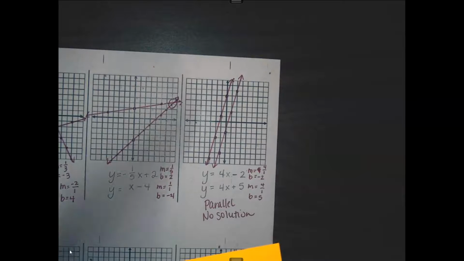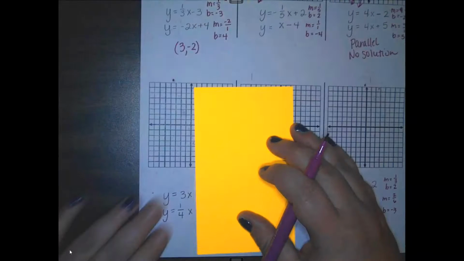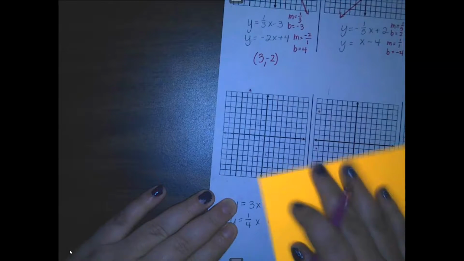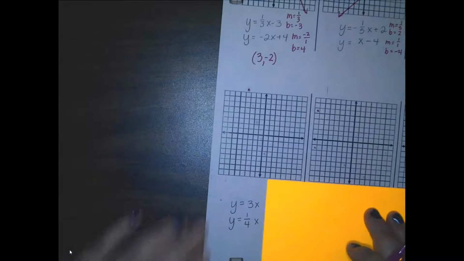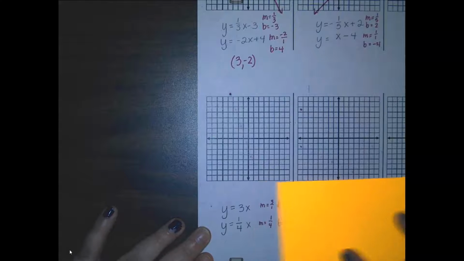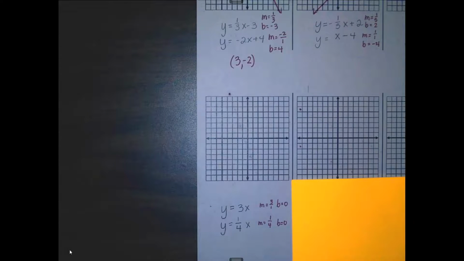All right, we've got 3 more we're looking at. So there's your 2. I want you to tell me what the slope and y-intercept is. Pause the video and push play when you have it. All right, you should have a slope of 3 and a y-intercept of 0, and a slope of 1/4 and a y-intercept of 0. So go ahead and graph both of those.